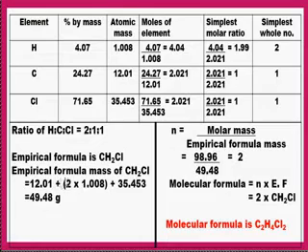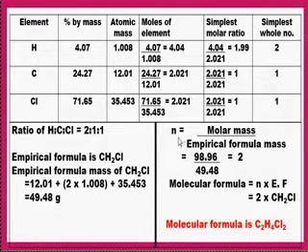Now empirical formula mass, we are calculating the mass of this formula CH2Cl, which will be equal to mass of carbon, that is 12.01 plus 2 atoms of hydrogen. So 2 into mass of hydrogen, that is 1.008 plus 35.453 is equal to, on calculating you get 49.48 gram. Now this is known as empirical formula mass, that is the mass of this formula.